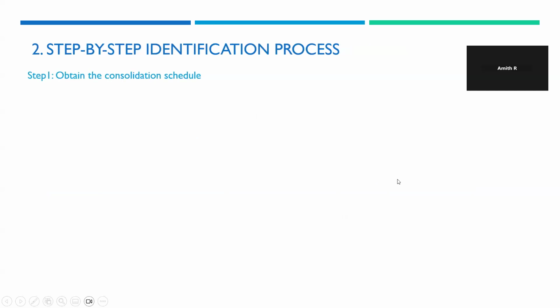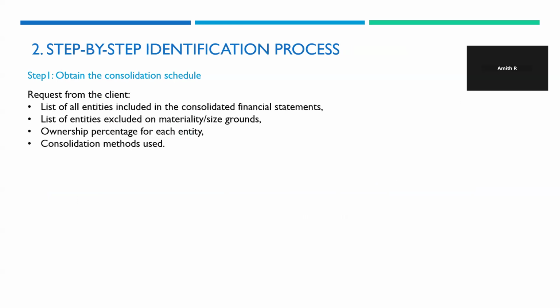The first thing is you have to obtain the consolidation schedule. So request a list of all entities in the consolidated FS, a list of all entities excluded on materiality or size grounds, the ownership percentage of each entity, and the consolidation methods used. This consolidation schedule we need from the client to understand whether they are a constituent entity or not.